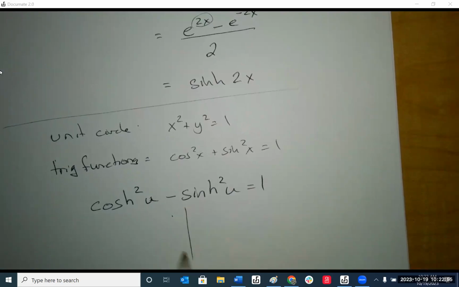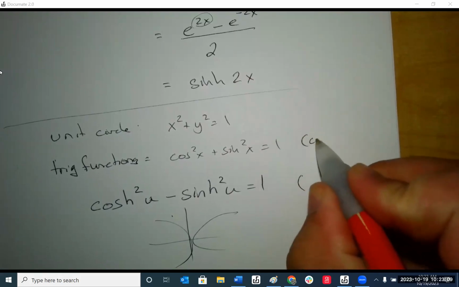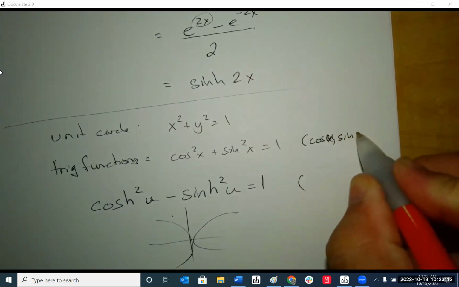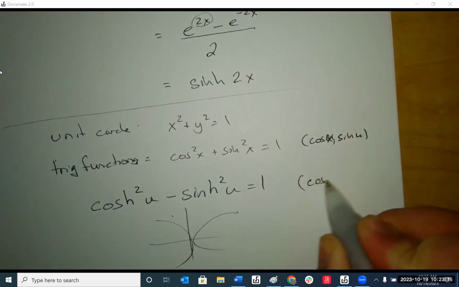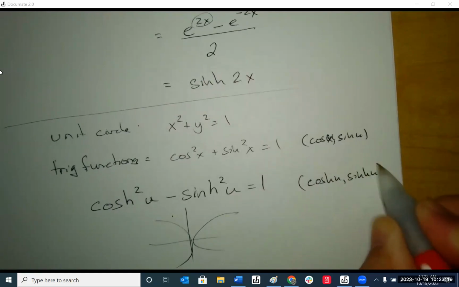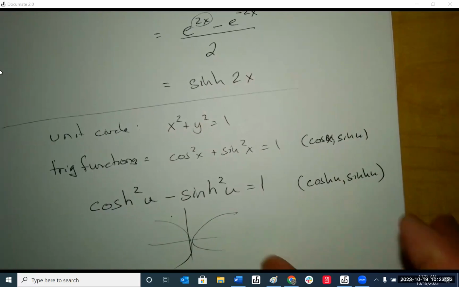And this is where they get their name from, because if we were to graph this, we'd have a function looking similar to that. All right, so in this one, our points are cosine u, sine u. Here we have cosine hyperbolic u, sine hyperbolic u. Each point in our respective circles.